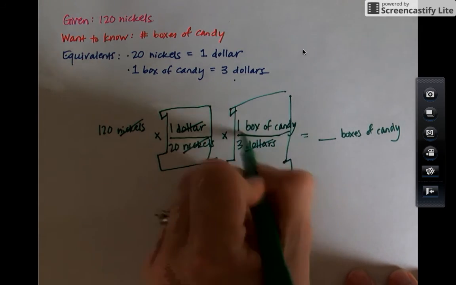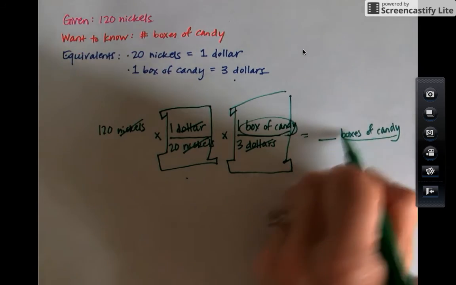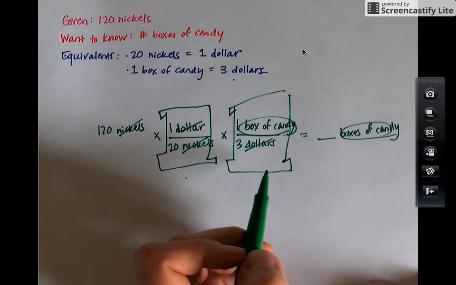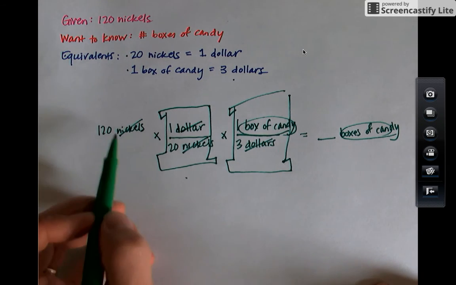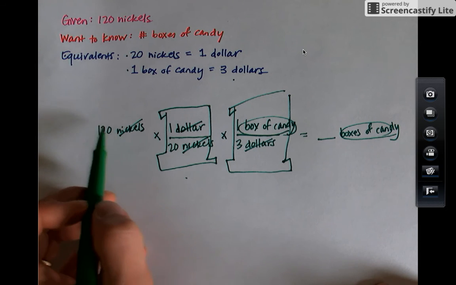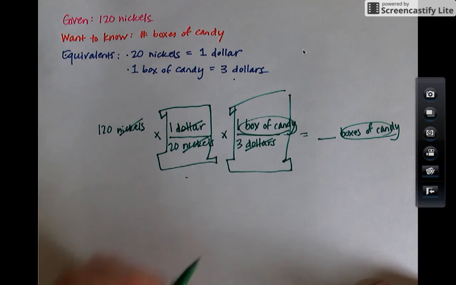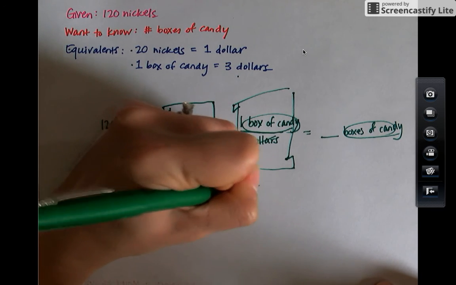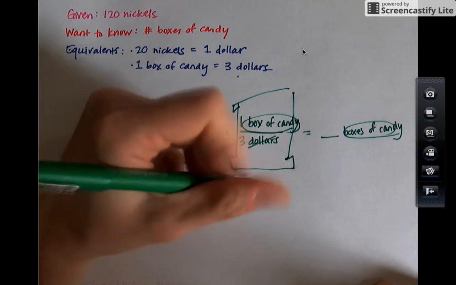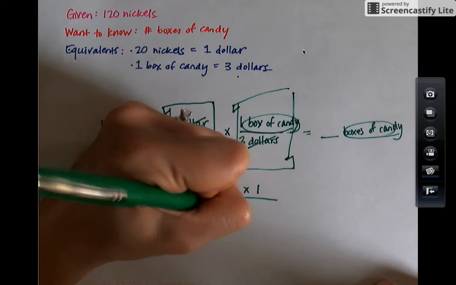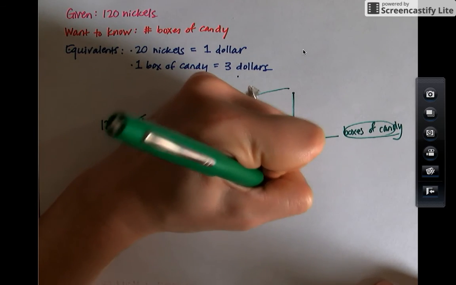And look, we were solving for boxes of candy. I have that unit on the top, so now I'm ready to calculate. So to multiply fractions, we multiply everything on the top, we multiply everything on the bottom, and we divide. So what we kind of have here is 120 times 1 over 20 times 3. And our units here are boxes.